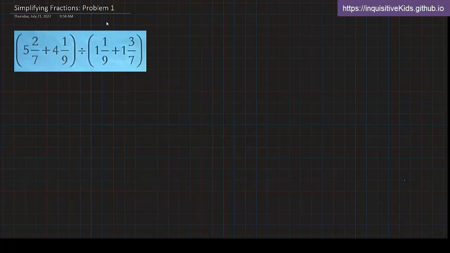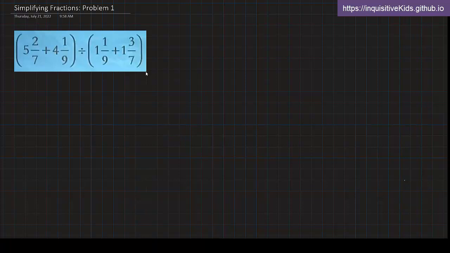Okay, so let's look at our first problem. We have simplifying fractions. So over here we have 4 mixed numbers: the sum of 5 and 2/7, and 4 and 1/9, divided by the sum of 1 and 1/9 plus 1 and 3/7.